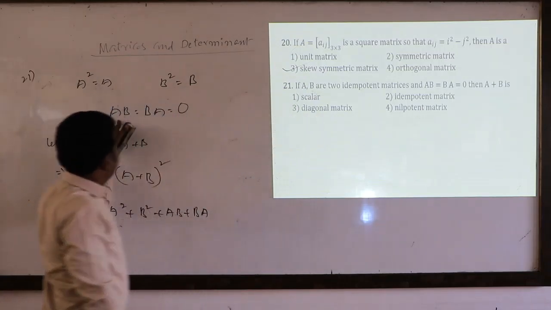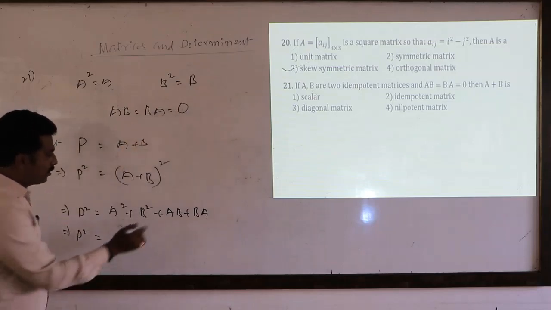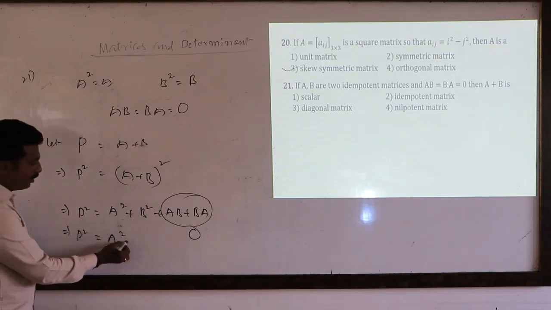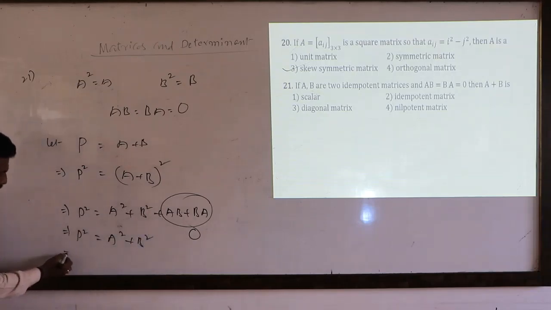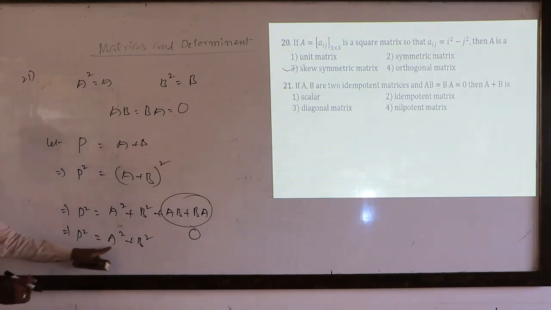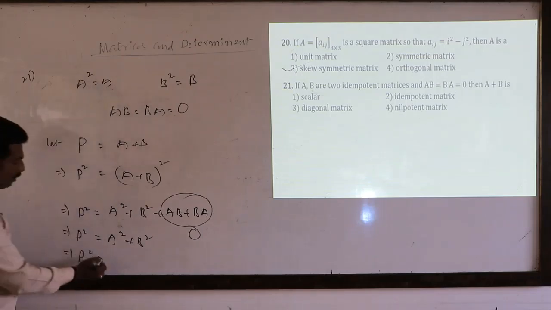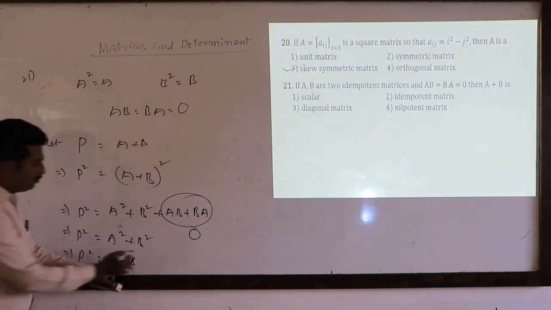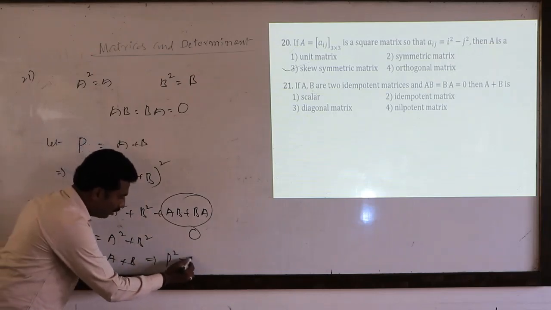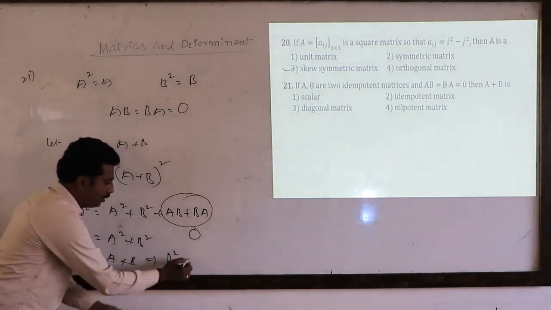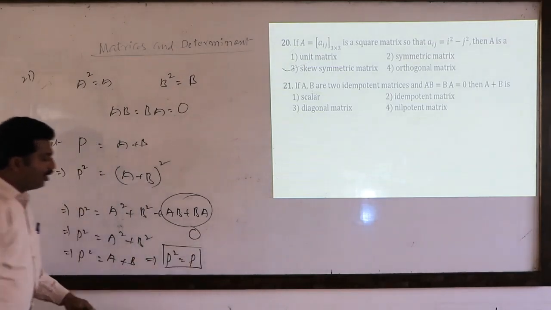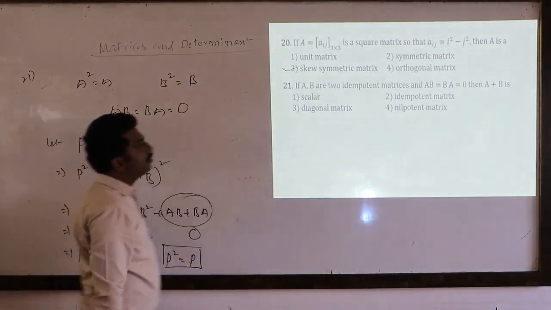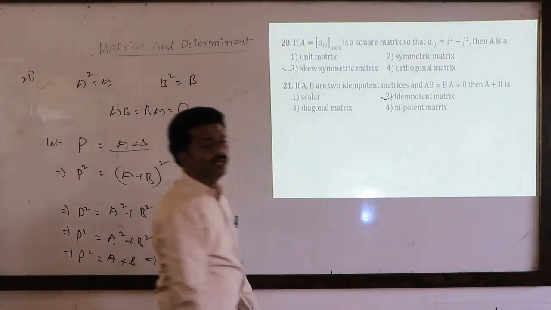Both you observe, AB value null matrix, BA value null matrix. Sum of these two matrices also null matrix. So finally what we are left with is A square plus B square. A square means A, B square means B. So P square equal to A plus B, that is P square equal to P. So P is idempotent, nothing but A plus B is also an idempotent matrix.